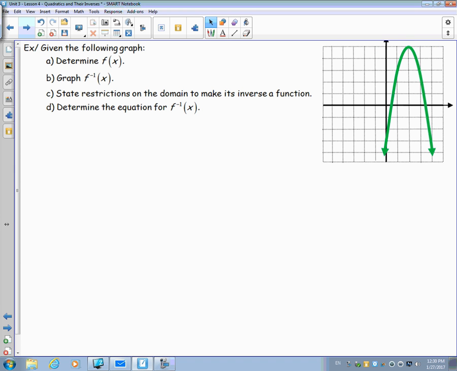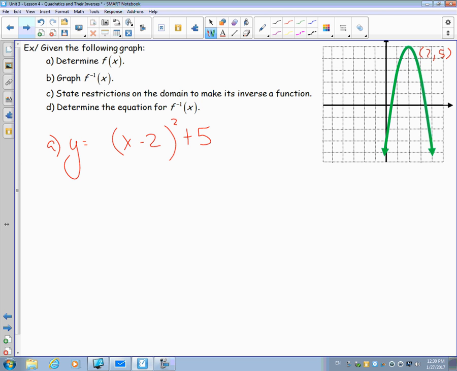Okay, last one. Here's a picture. Can you figure out what the function is? Can you graph the inverse? Can you do some restrictions? Can you figure out the equation? So let's take a look at our function. What do we notice? We notice there's a vertex, hopefully, of 1, 2, 3, 4, 5, 2 and 5. So x minus 2 plus 5.